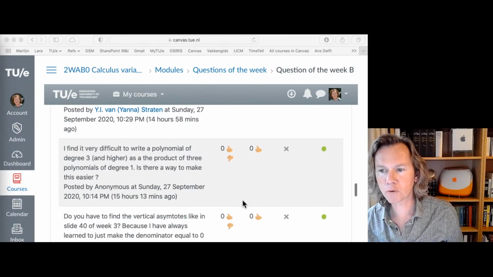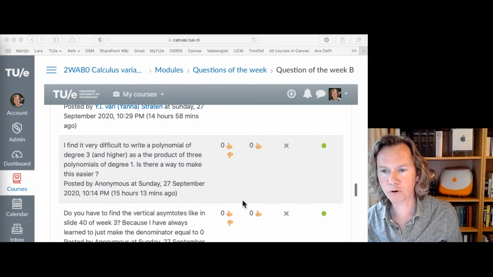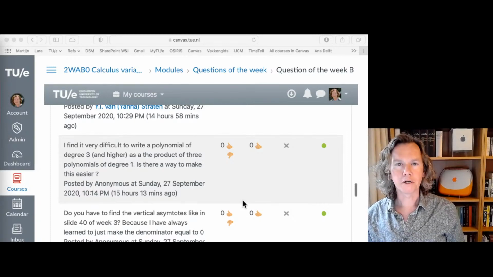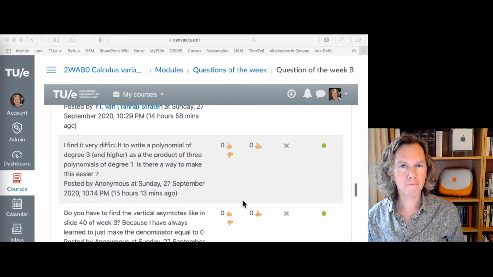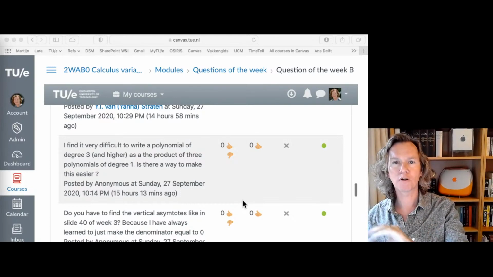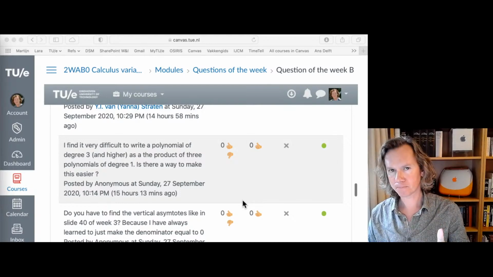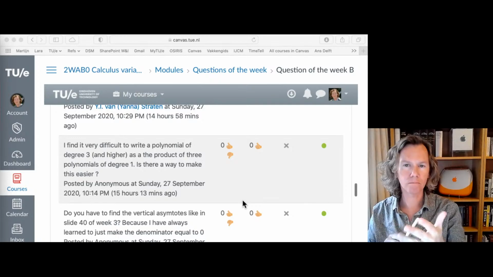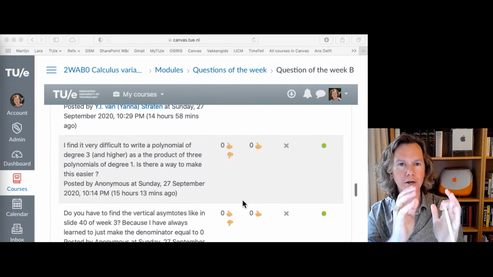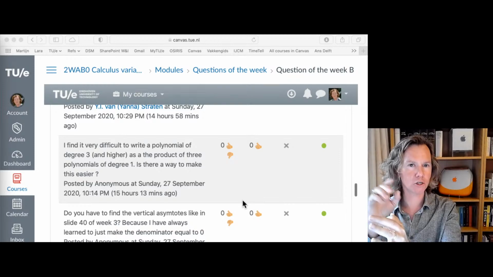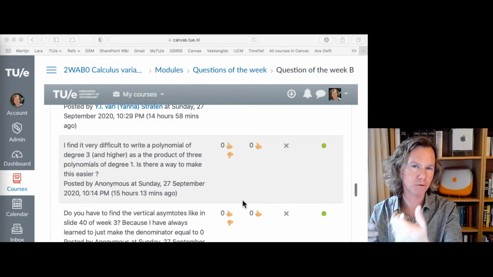Here, I find it very difficult to write a polynomial of degree 3 and higher as a product of polynomials of degree 1. There are two ways. If you have a polynomial of degree 3, there is not a simple standard formula for that, which means that you should be able to see one of the zeros easily. And then you can write your third degree polynomial, say that 2 is a 0, as x minus 2 times something else. How you can find this something else, I gave an example there where you would write it as ax squared plus bx plus c and then try to solve for a, b and c.